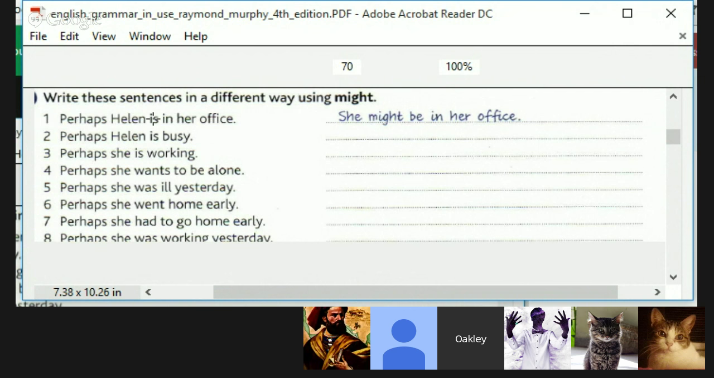That's it. So perhaps Helen is in her office. She might be in her office. Very simple and straightforward. Okay, David, number 2. Perhaps Helen is busy. She might be busy. That's it. You got it. All right, Carolina, number 3.